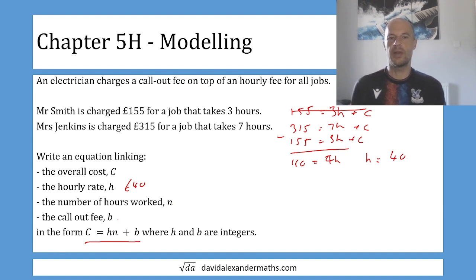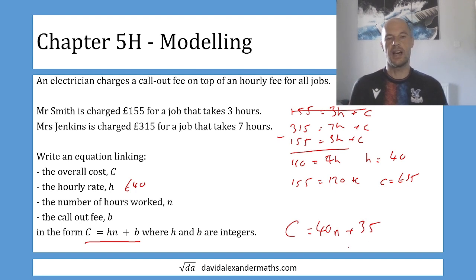So the hourly rate is £40, and the number of hours worked is N anyway. But the call-out fee we can work out. So we can just substitute. We know that H is 40, so we can say that 155 is 3 times 40, which is 120, plus C. So C is £35. So therefore the cost is the hourly rate, which is 40, N, the number of hours, plus 35. Okay, and we're done.